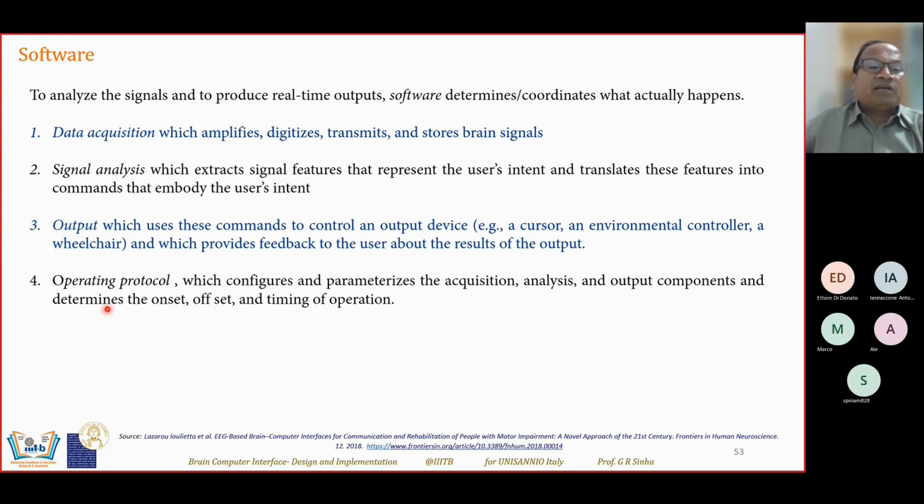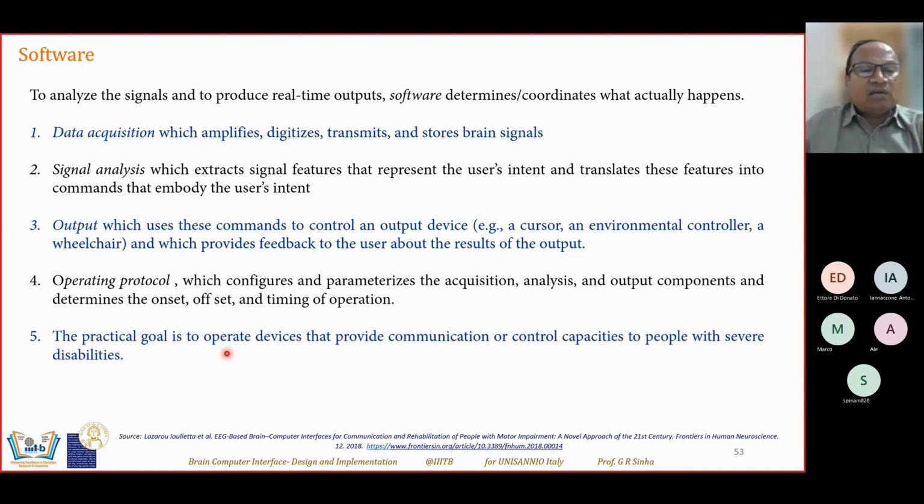And then of course, the operating protocol is a set of rules that helps to configure and parameterize the acquisition, entire analysis, and output components, and that also determines the onset, offset, and timing operation of the system. The practical aim is to operate all the devices to provide very good communication or control capacities to people, even with severe disabilities.